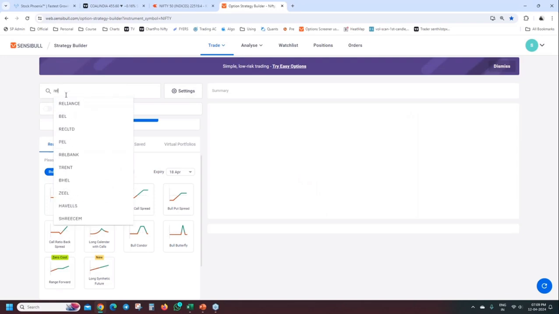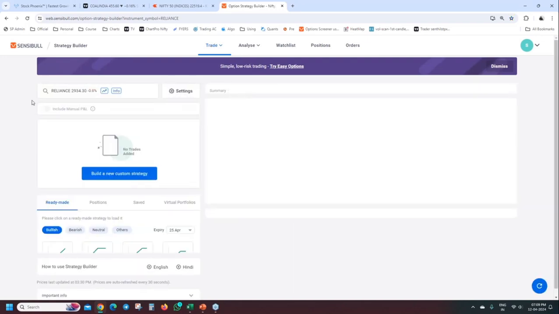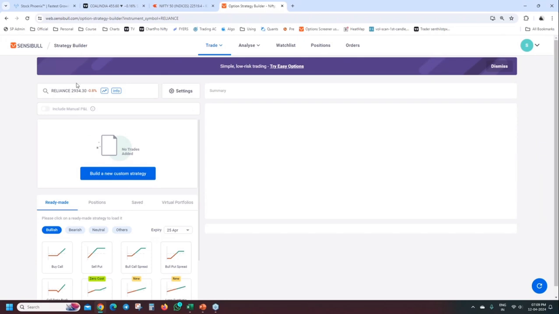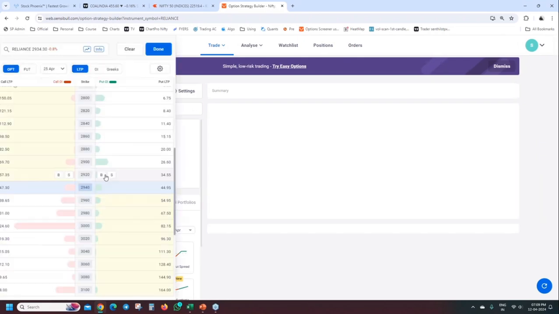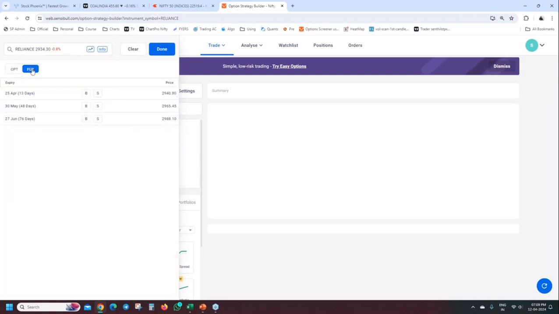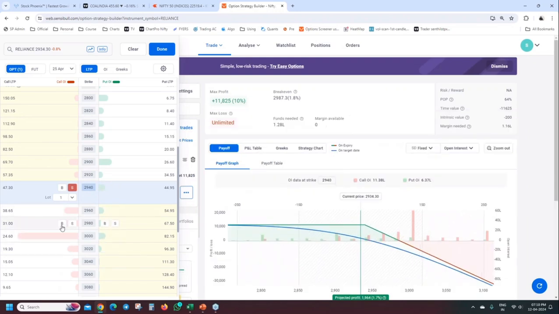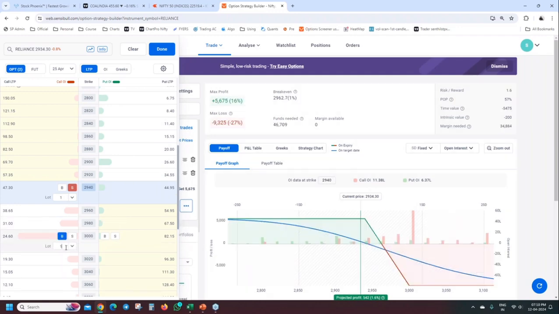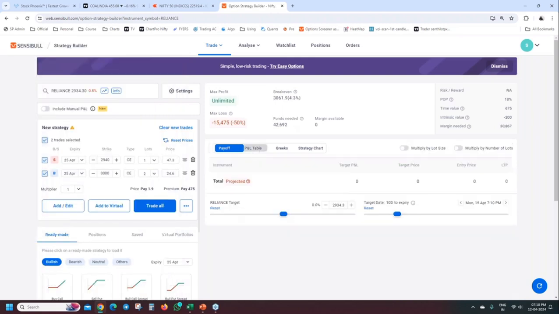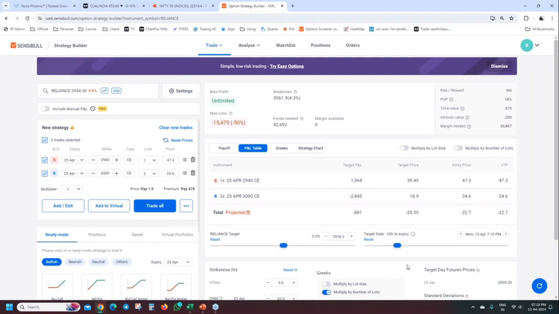So let's take Reliance. So do this in high liquidity stocks. That is very important. Reliance cash market is 2934. So let's see the future price 2940. So it is in perfect level. So I am selling 1 lot call option, buying 2 lots of OTM call option. So when you do this, please do it with the instruments so that we can arrive at the maximum risk before we enter the trade itself. This is very, very important.